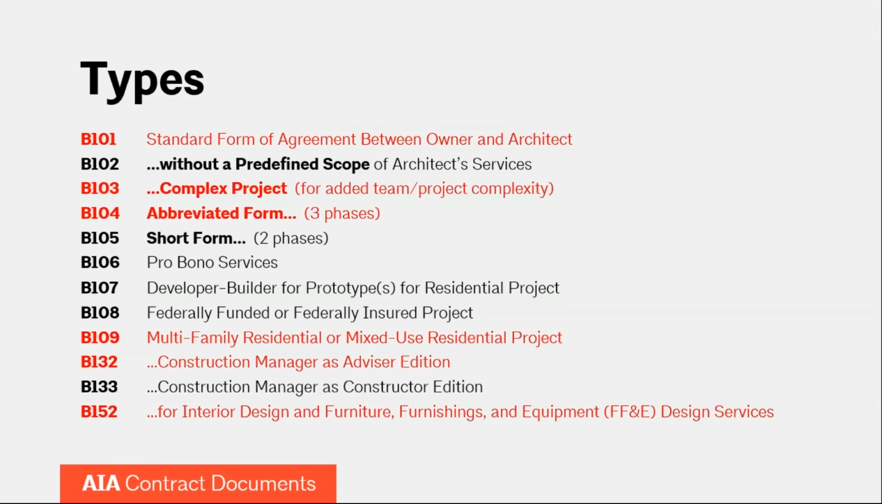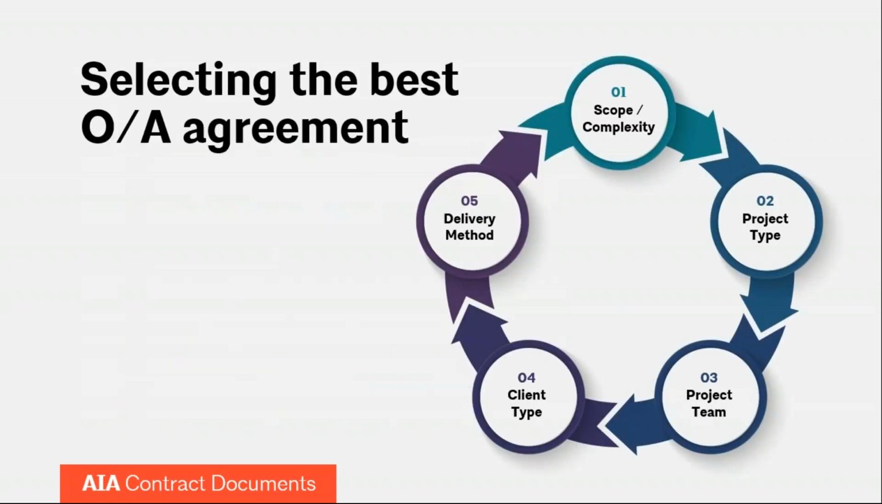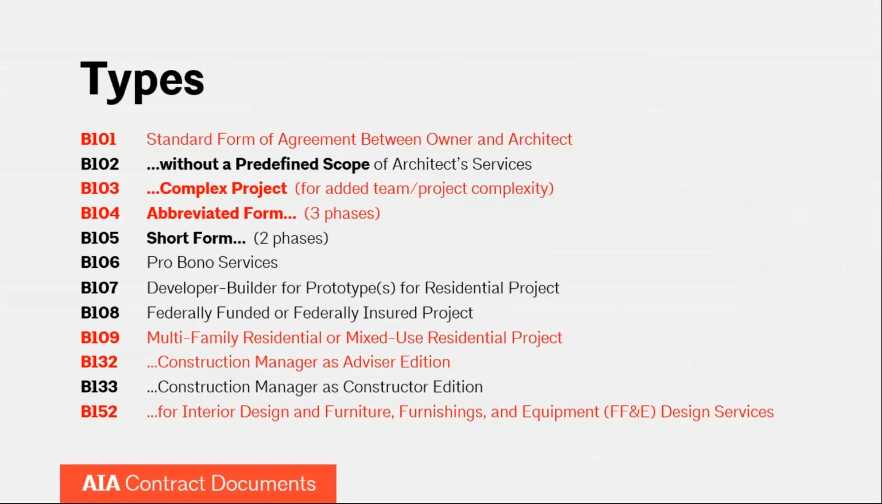The highlighted documents are the ones you will hear us refer to later in the program when we talk about specific projects. So let's go into these highlighted ones in a little more depth. The B101 is, as I said before, our core document. Traditional 5 phases of service: schematic design, design development, construction documents, a procurement phase, and a construction phase.